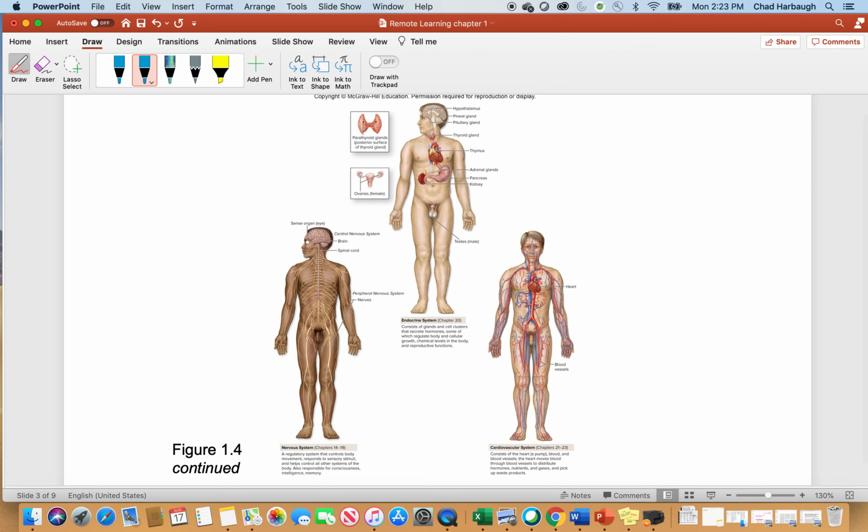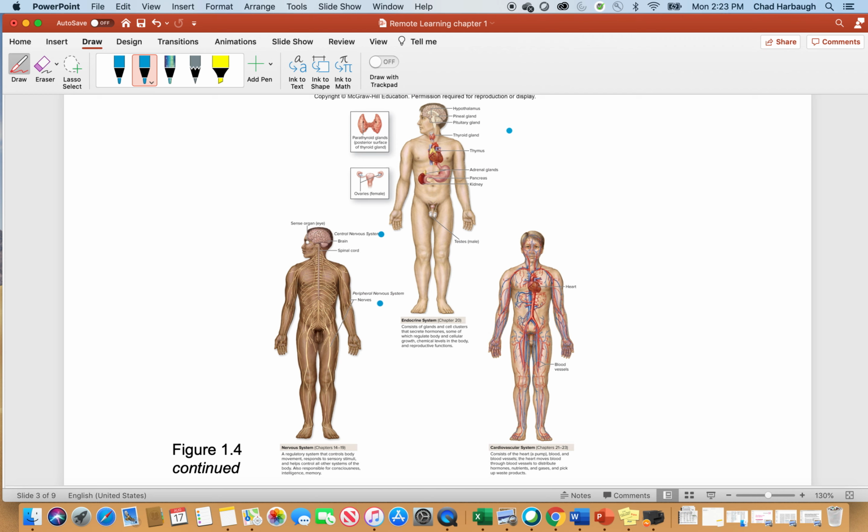The next system that we'll look at is the nervous system. The nervous system is a regulatory system that controls body movement. Its main job is the response to sensory stimuli. And third, it's responsible for consciousness, intelligence, and memory, especially in the central nervous system. When we look at the nervous system, it's usually divided into 2 categories: the peripheral nervous system and the central nervous system and all of its accessory parts.